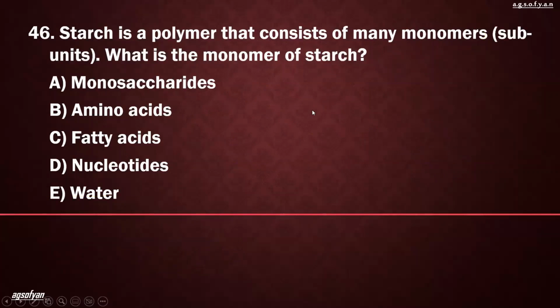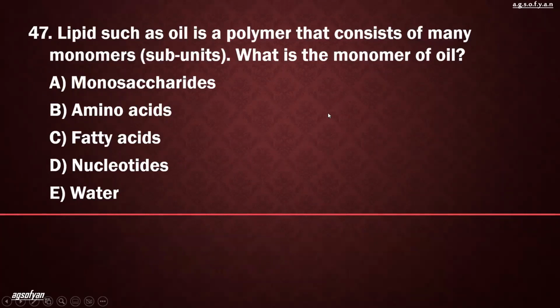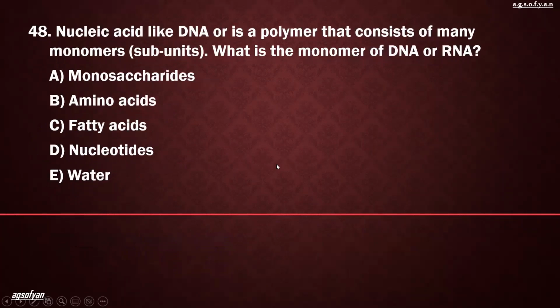Starch is a polymer that consists of monomers. So what is the monomer of this starch? Starch is carbohydrate. Oh, we just talked about this. It's monosaccharide. Good job. So again, memorize that one, the polymer and monomer. Lipids. What is the monomer of lipids? Fatty acids. That's memorization. Now, how about the monomers of nucleic acid like DNA, RNA? That's going to be the nucleotide. Please memorize that.